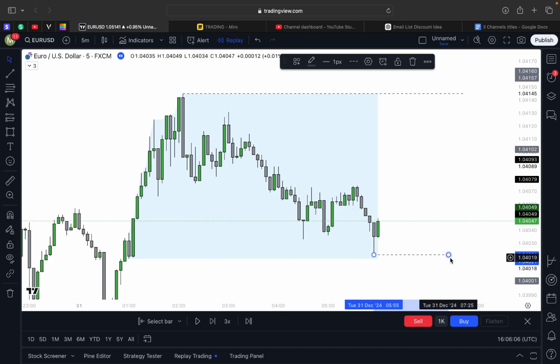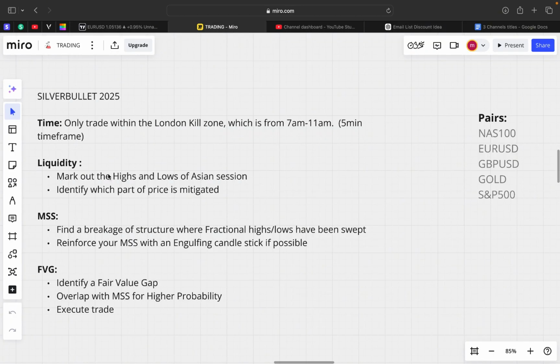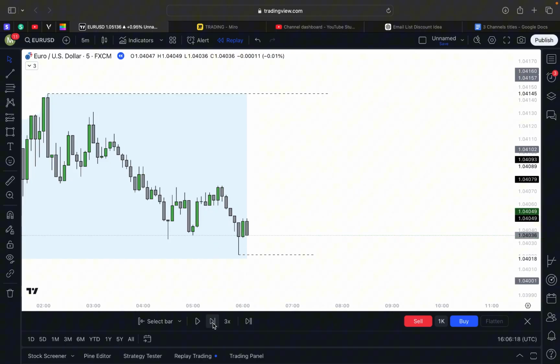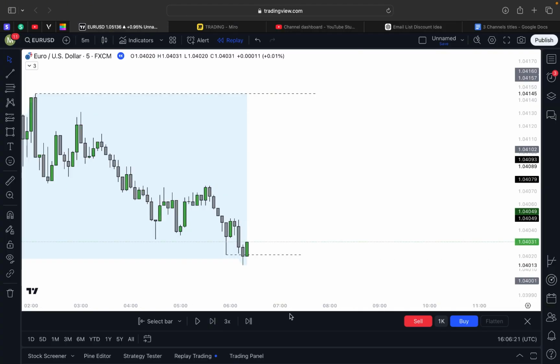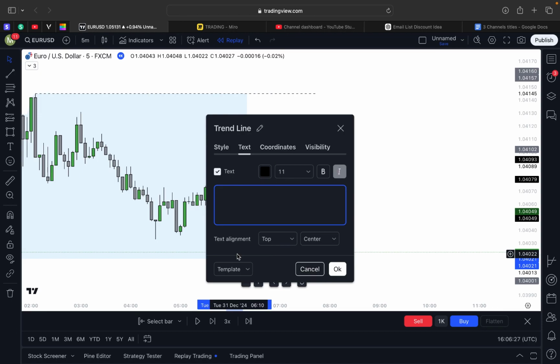But you can see from here, that's the highs and the lows. And what I need to do next is identify which part of price is mitigated first. If it's the highs, then we aim to trade the lows, and if it's the lows, we aim to trade the highs. So you can see I'm going to play price forward, and it has completely swept the lows right there. And once it swept the lows, now I have my confluence that I need to take this trade towards the upside. So this will be a liquidity sweep right here.